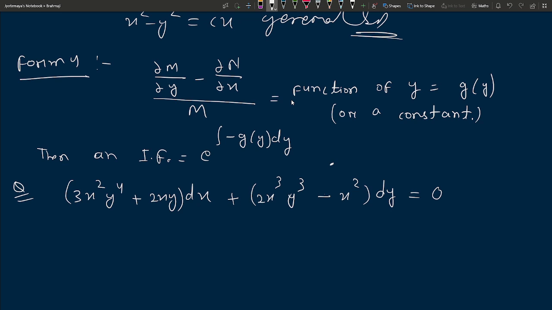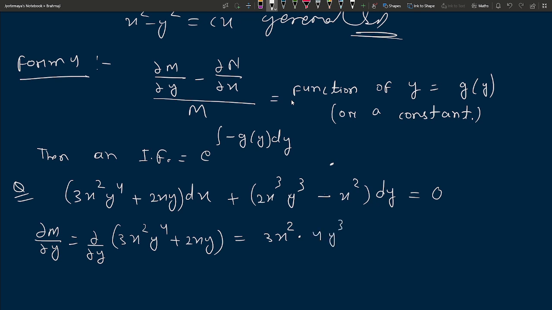So write this example here. Now see, first find del m by del y. What is m? 3x square y to the power 4 plus 2xy. Partial derivative with respect to y. So 3x square is a constant. What is the derivative of y to the power 4? That is 4y cube. Plus 2x is a constant, and the derivative of y is 1. So this is 4 into 3, 12x square y cube plus 2x.